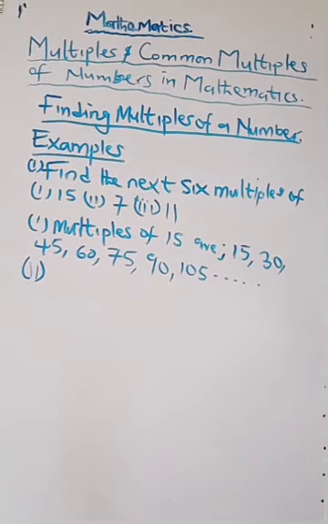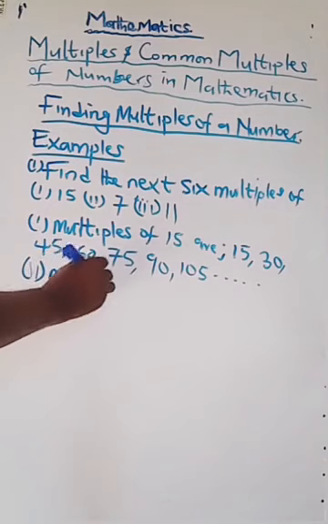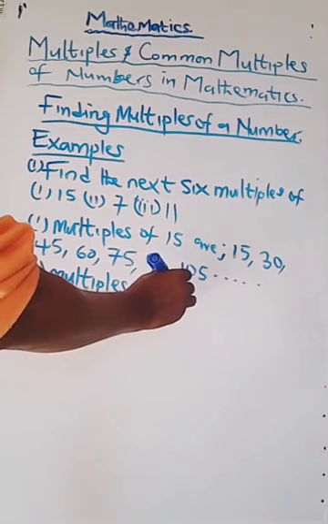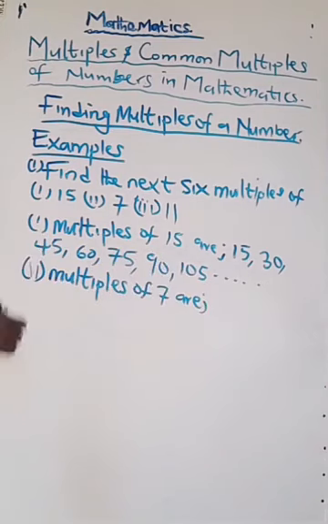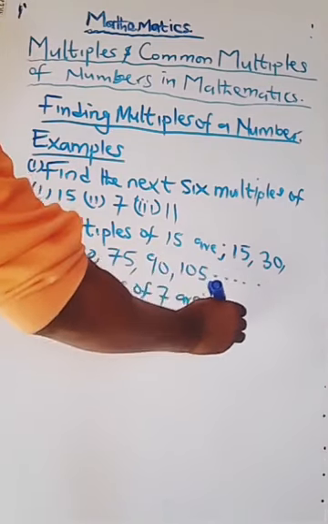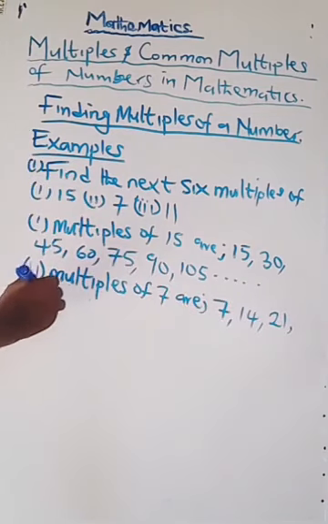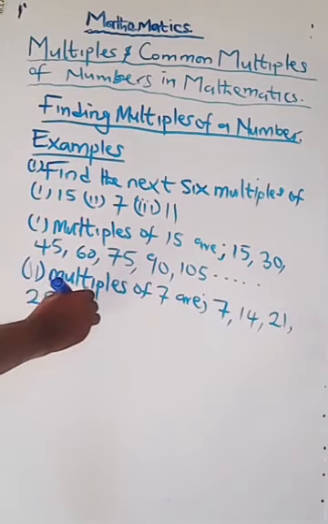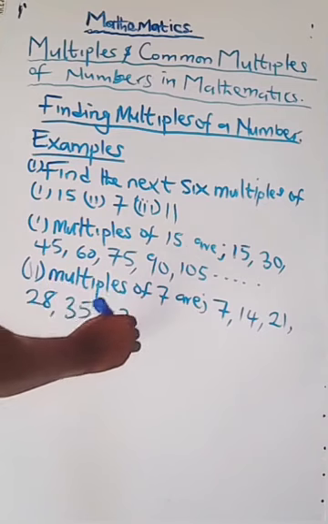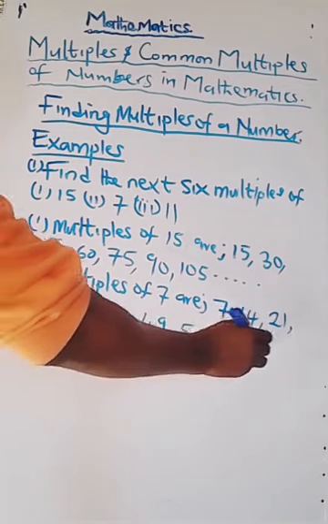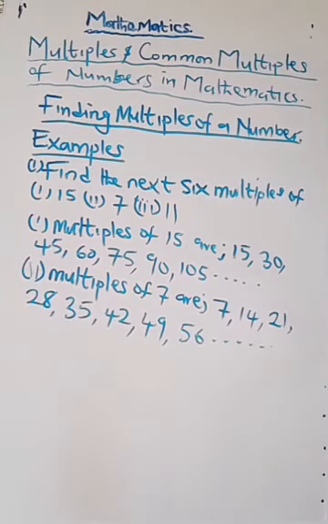Let's look at the second example. We want to look at multiples of 7. That is, we want to look at numbers that 7 can divide without any remainder. So multiples of 7 are 7 itself, 14, 21, 28, 35, 42, 49, 56, and many more. These are multiples of 7. That is, these are numbers that 7 can divide without any remainder.